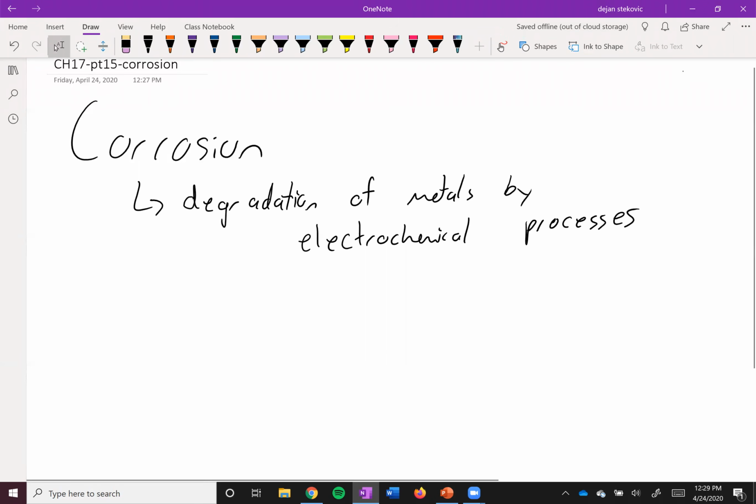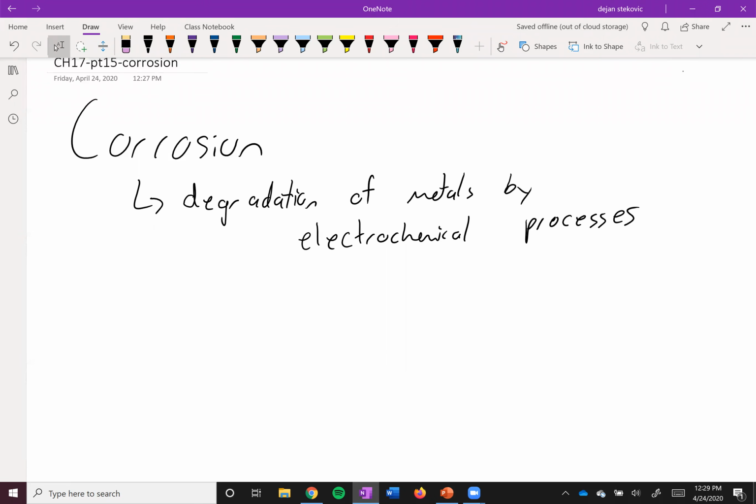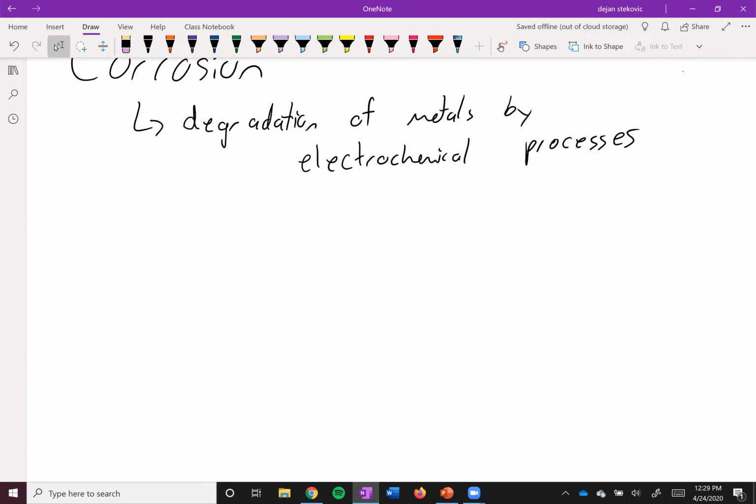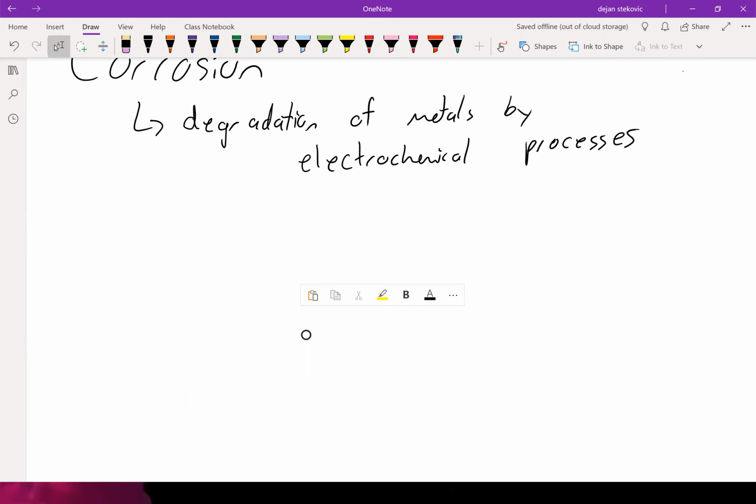So there's a lot of effort trying to prevent corrosion, right? We use a lot of metals in boats and whatnot, buildings, and so on. So there's a lot of money spent trying to prevent corrosion.